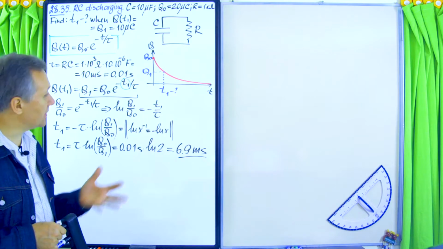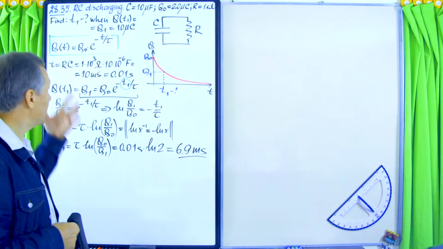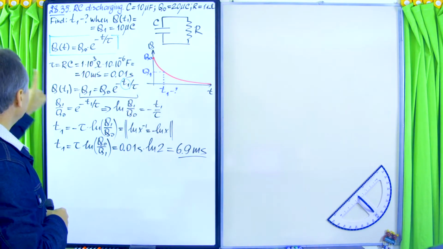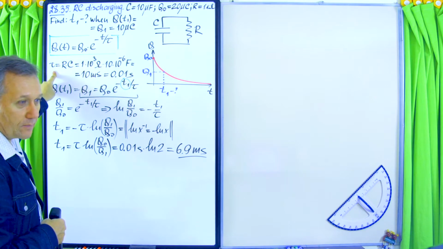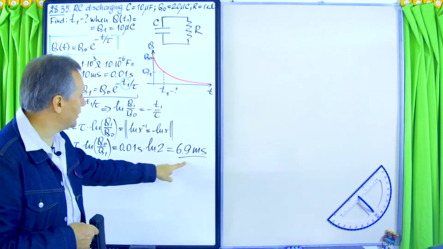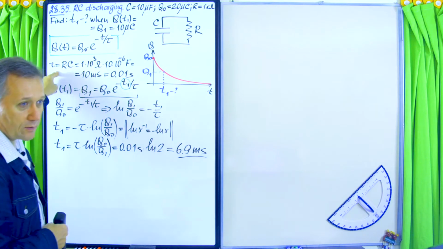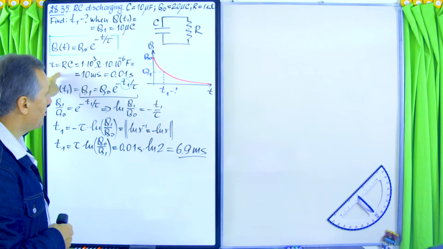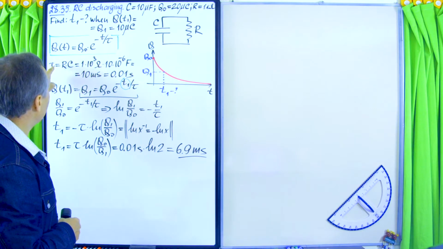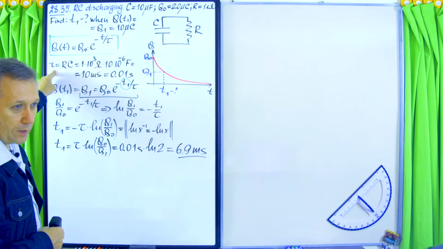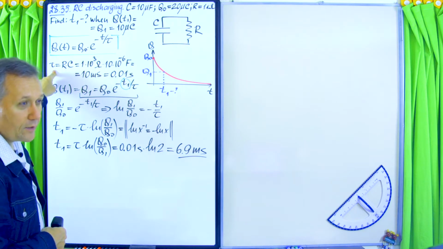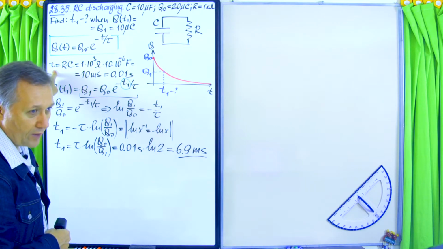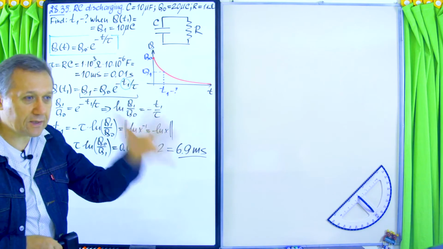So now, let's see, does it make sense? Let's compare with our time constant. Does it make sense that this time T1 is smaller than the RC time constant, tau? Yes, it makes sense, because what happens at the time constant tau? The charge gets reduced to 37% of its maximum value. So it will be 0.37 of Q naught.